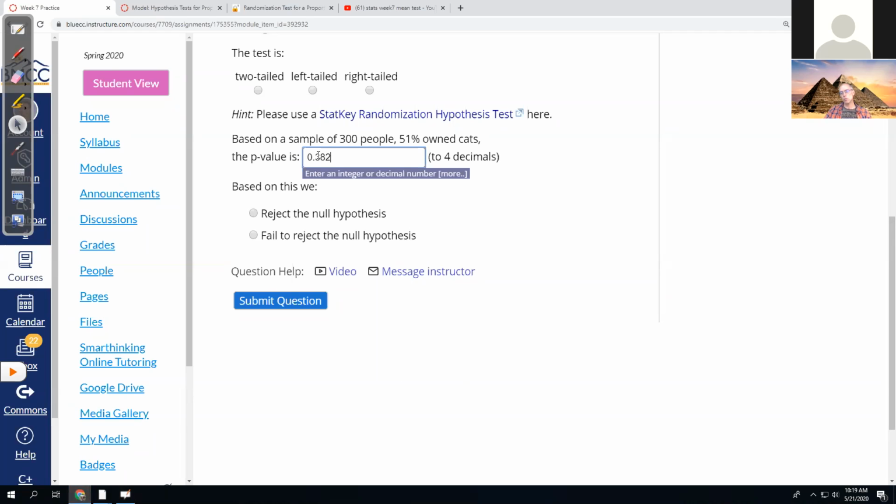0.382, that's a huge p-value, which means this sample is pretty close to what the null hypothesis said it should be. This sample supports that the proportion of people is around 50%. So we fail to reject the null hypothesis. The data is in support of the null hypothesis.